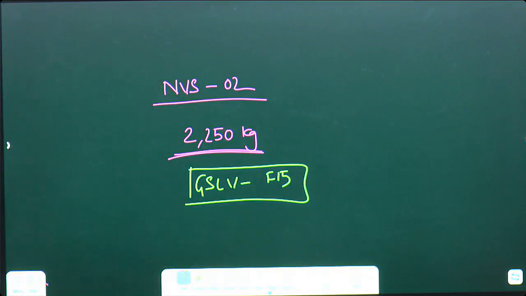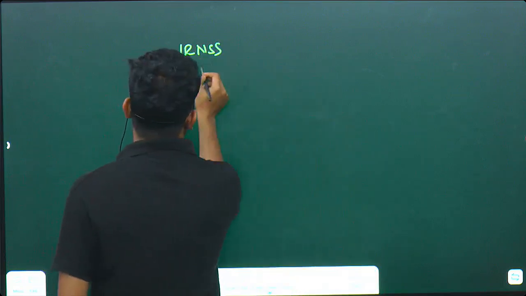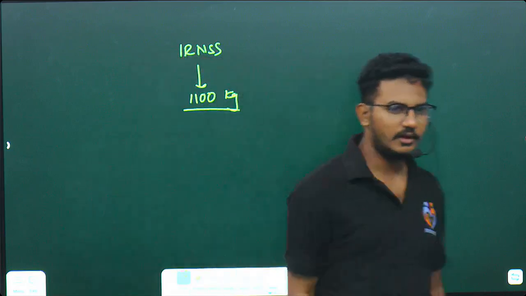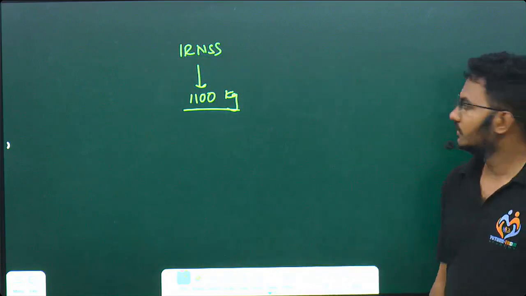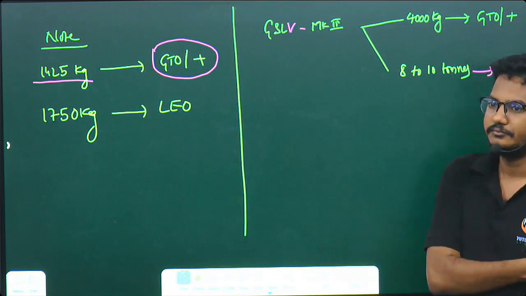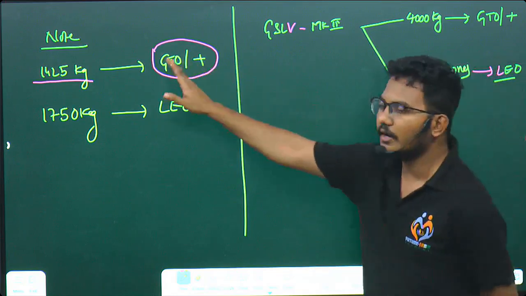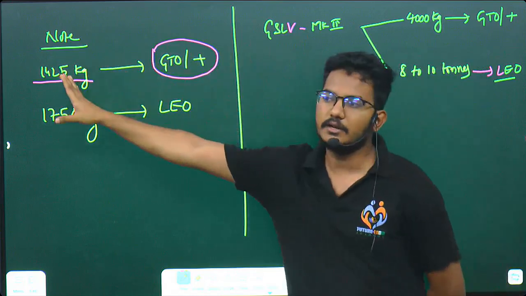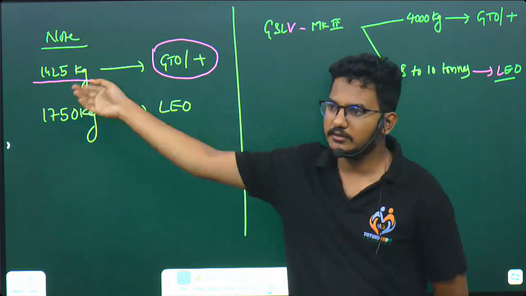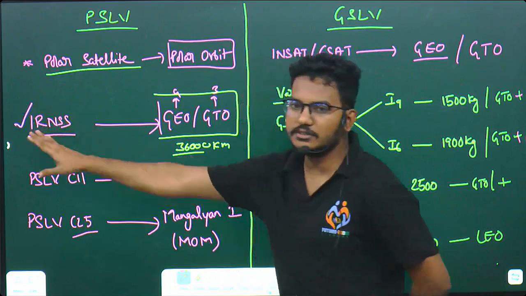Next, see IRNSS. This is 1100 kgs, all the satellites together. So now tell me which vehicle we'll be using? 1100 kgs, PSLV, and we have to install this in GTO. Till GTO and above GTO we can carry a weight of 1425, and we have to lift only 1100. So here we have used PSLV. Understood this one?